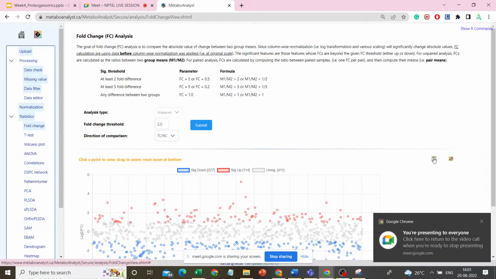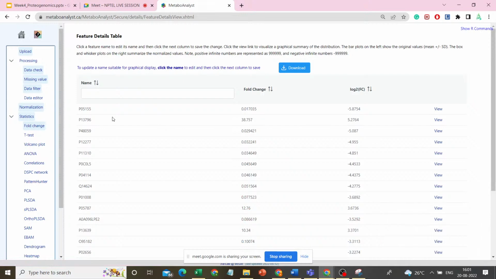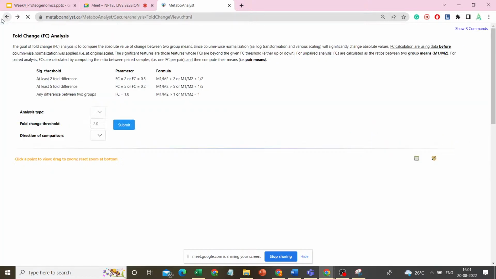Download this Excel file, and you can see the protein names, the fold changes, and the log2 fold changes. Here you can identify them, but we haven't yet done a t-test to find out the p-values of those fold changes.